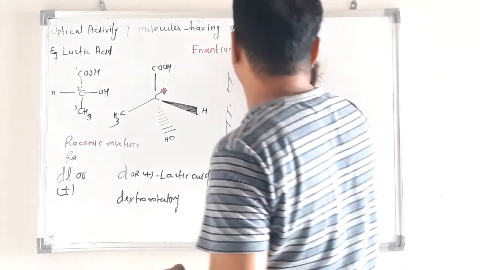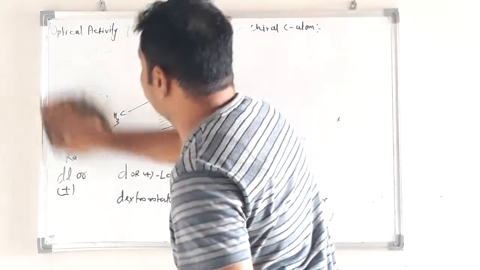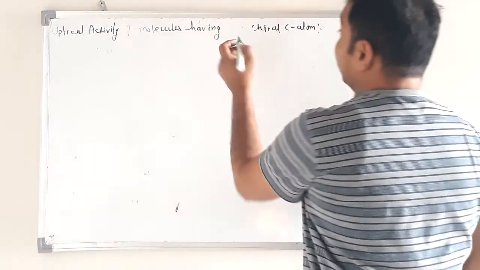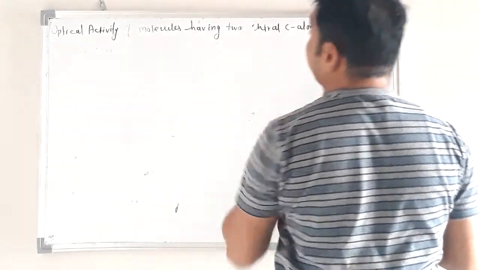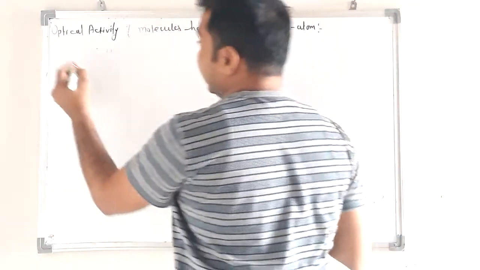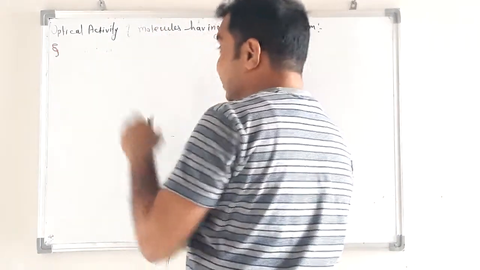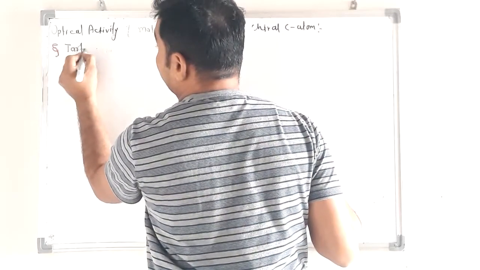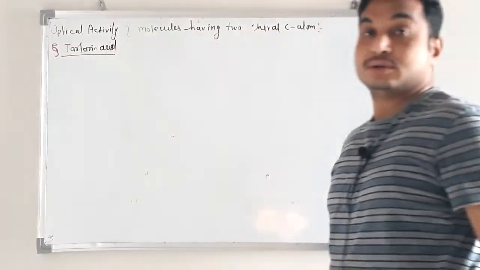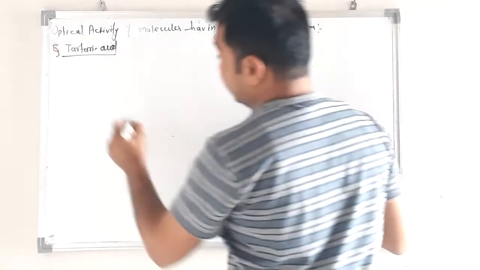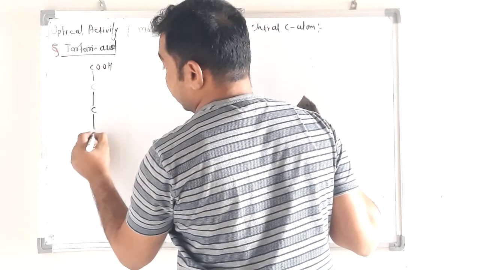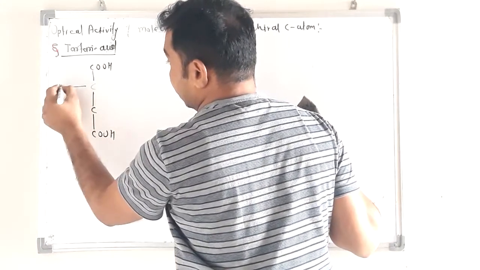Now, one more example: optical activity of a molecule having 2 chiral carbon atoms. For example, tartaric acid. Example is tartaric acid. Okay, here 2 asymmetric carbon atoms are present.